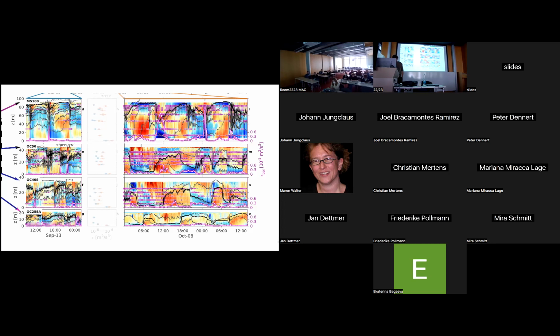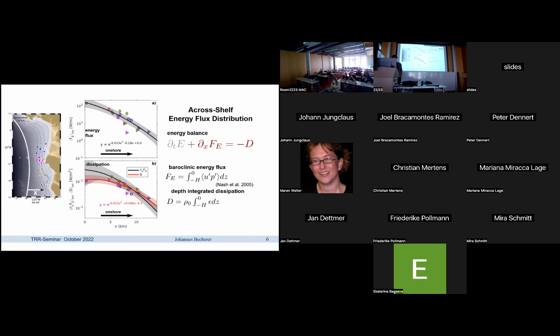Then you can also calculate mean dissipation profiles, which is what we see here, contrasting this period in red to this period in blue. In general, we have more dissipation going on in the water column in this more energetic period. So apparently, a lot of the dissipation we see seems to be associated with these incoming internal waves. I wanted to understand this a little bit more.